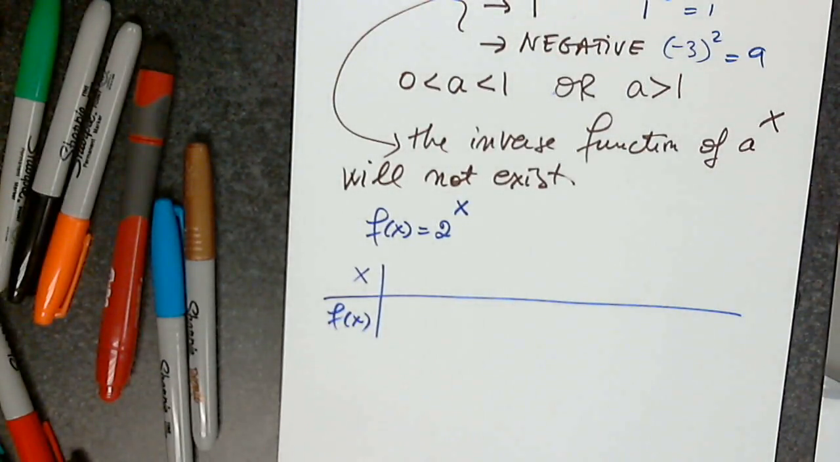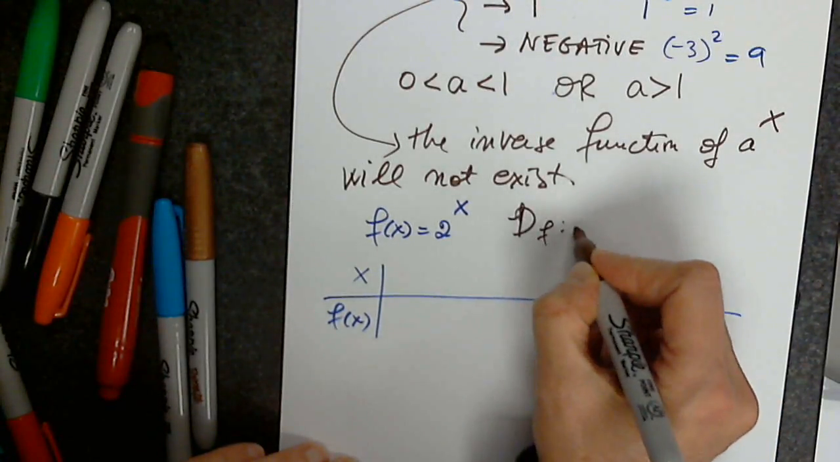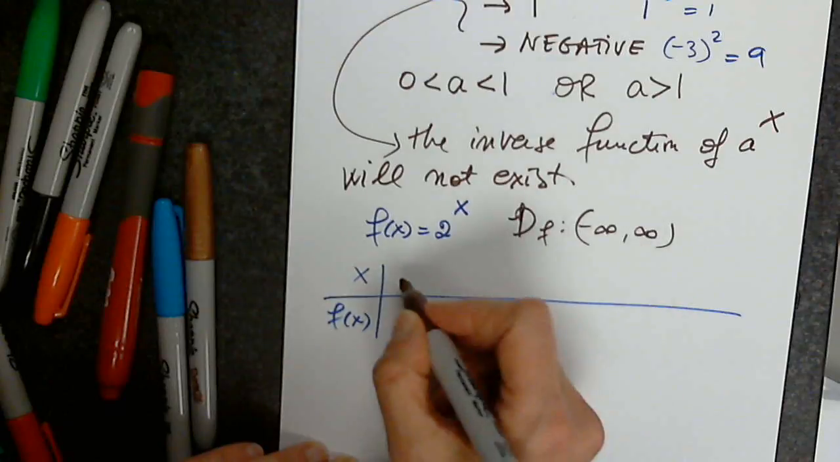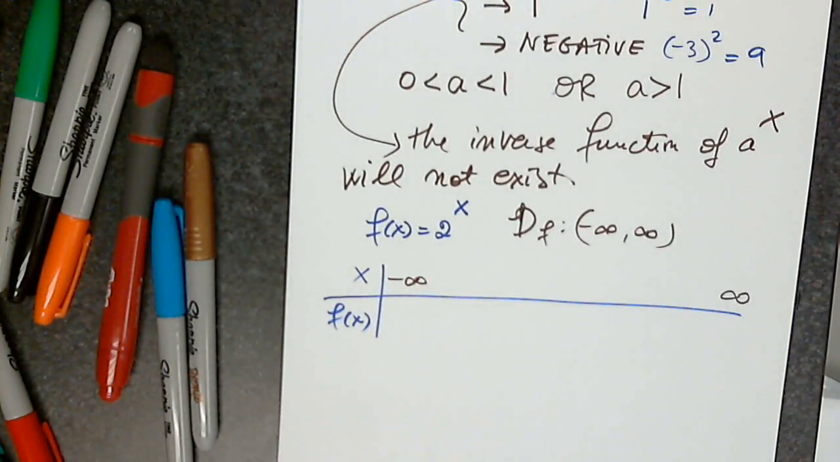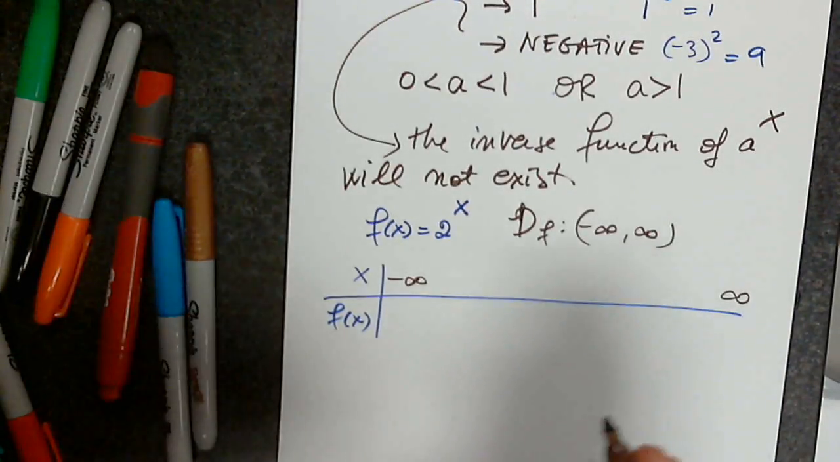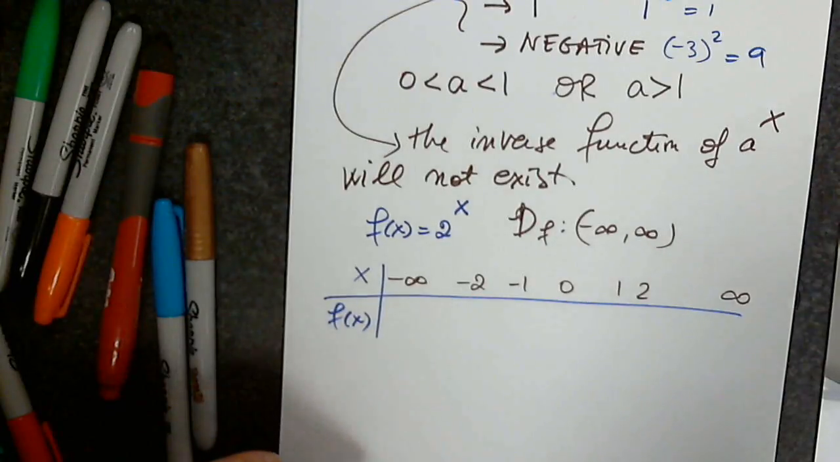So let's look at the chart. Create a chart of ordered pairs. The domain is all numbers. This is a nice function. Domain of f is -infinity to infinity. Anything goes. I can raise 2 to a positive number, I can raise 2 to 0, and I can raise 2 to a negative number. We had that example with 2 to the -1. So I'm going to just pick some numbers like -2, -1, 0, 1, and 2.